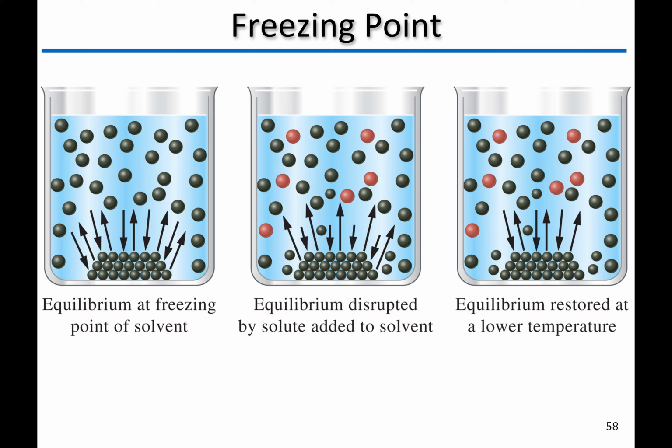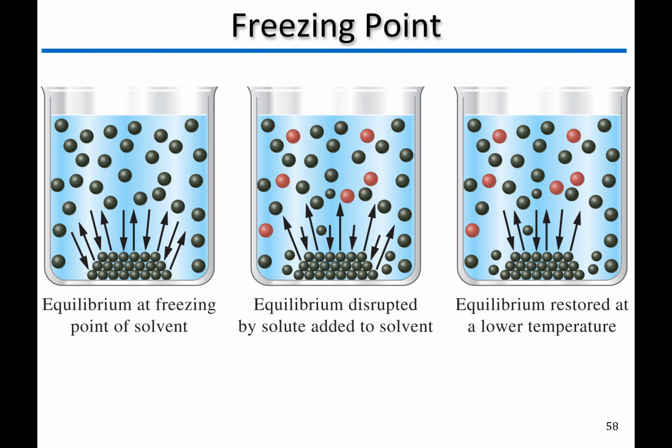Okay, so now we have these solute particles, and they're kind of in the way. They're bumping into them, they're basically disrupting the equilibrium. We can pretty much leave it there. And the result of this is when equilibrium is restored, now our freezing point is at a lower temperature. So our new equilibrium now lies at a lower temperature than with the pure solvent.